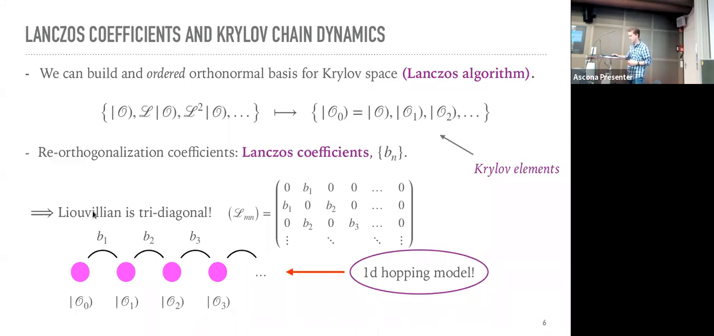So studying time evolution in this chain is going to amount to considering the evolution of a wave packet, which initially is peaked on the left edge of the chain, because this is the first Krylov element, the initial condition, and which gradually is going to start moving to the right and spreading at the same time.